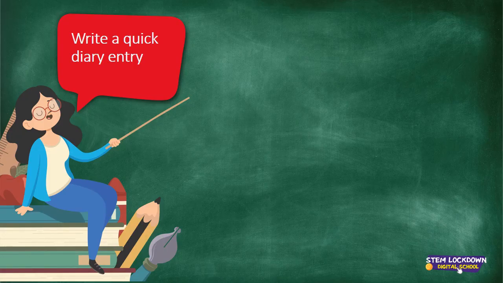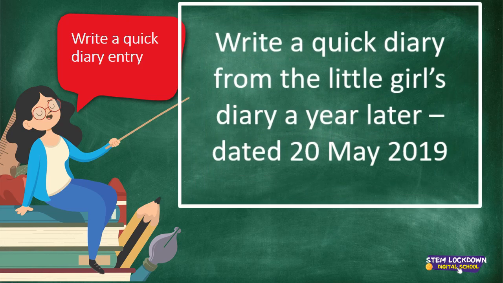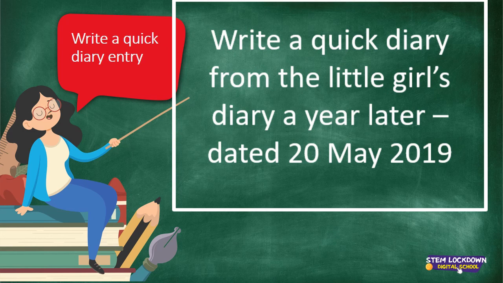Here is our last activity for the day. I'd love you to write a quick diary entry to finish off our story today. Write a quick diary entry from the little girl's diary a year later, dated the 20th of May 2019. What do you think happened? And now a year later the little girl's writing about it. Okay, I'm going to give you a bit of time just to write what you think she would have written in her diary.